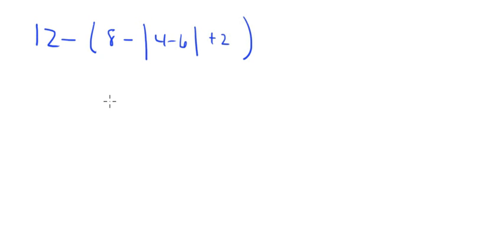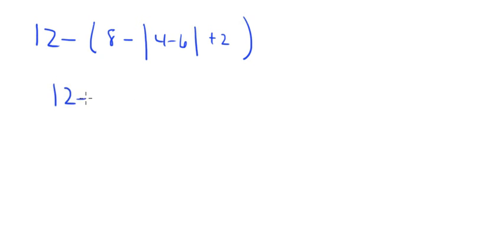Okay. So we're going to do another one here. It might be a little more confusing. We're going to have 12 minus, then we have parentheses, 8 minus the absolute value of 4 minus 6 plus 2, and we close our parentheses. So the absolute value is a symbol of inclusion. Delaney? Huh? Is what 2? The absolute value of 4 minus 6 is in fact 2. Okay, so that's what we would do first.